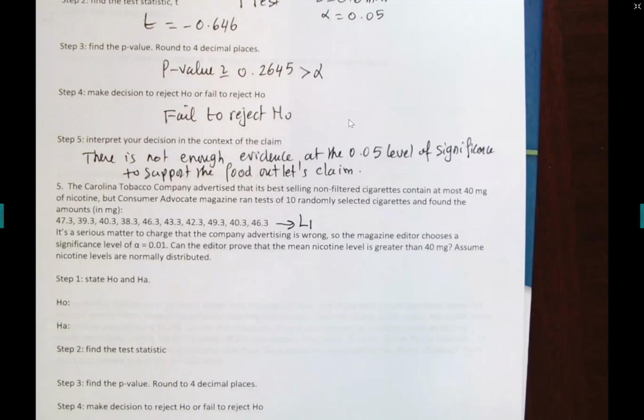It is a serious matter to charge that the company's advertising is wrong. If you guys make a claim that an advertising is wrong, you better be able to prove it. Otherwise, you can get in trouble. So the magazine editor chooses a significance level of 0.01. Can the editor prove that the mean nicotine level is greater than 40 milligrams? Because he doesn't believe the company's advertisement, and they believe it is more than 40 milligrams. Assume nicotine levels are normally distributed.